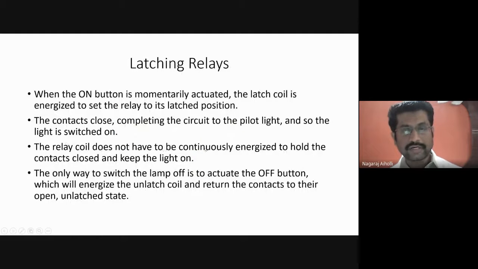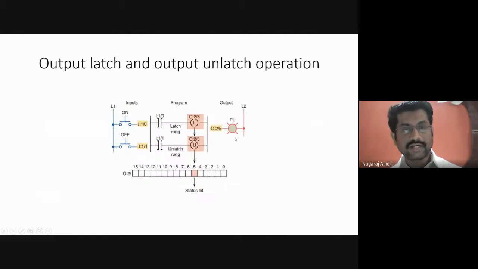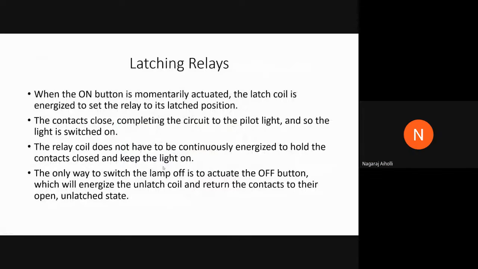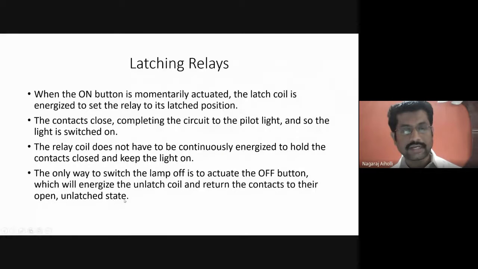The relay coil does not have to be continuously energized to hold the contacts closed and keep the light on. It need not be that the switch is continuously closed. Even when the switch is released, because of the latching condition, the 1 will be there and the pilot light will still be glowing, in the turned on state. The only way to switch the lamp off is to actuate the off button, which will energize the unlatch coil and return the contacts to their open, that is unlatched, state.